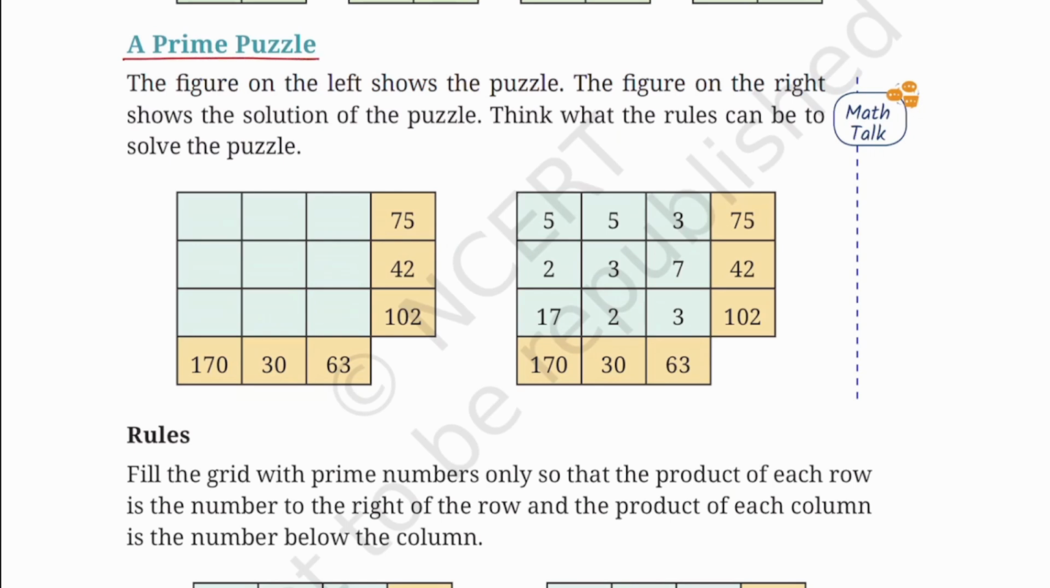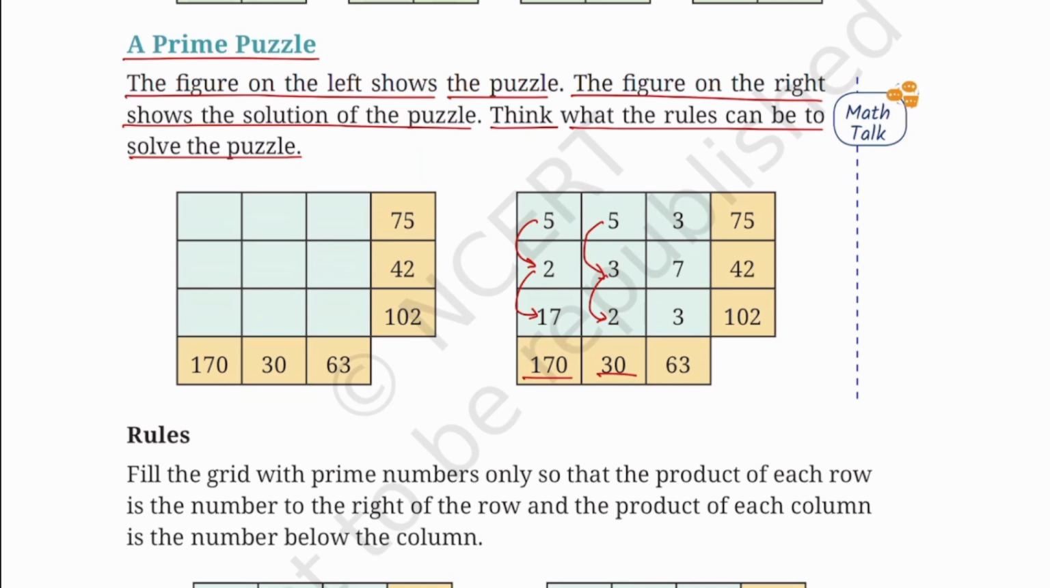A prime puzzle. The figure on the left shows the puzzle. The figure on the right shows the solution of the puzzle. Think what the rules can be to solve the puzzle. You can see 170 here, that is 5 into 2 into 17, that is 5 into 2, 10, and 10 into 17, 170. Similarly 5 into 3, 15, 15 into 2, 30. Similarly 3 into 7, 21, 21 into 3, 63.